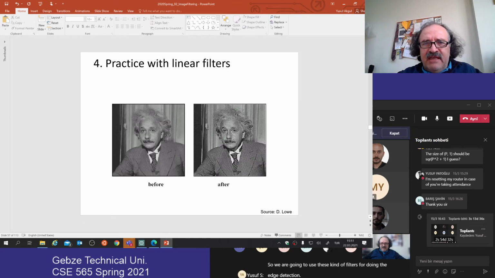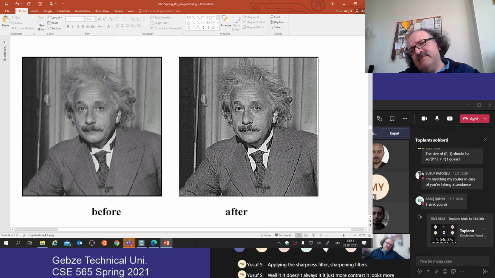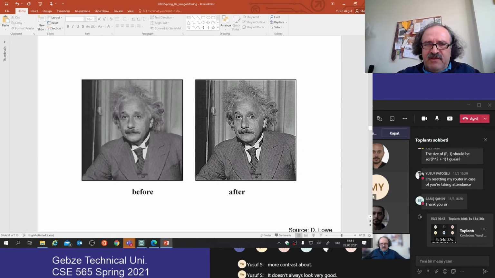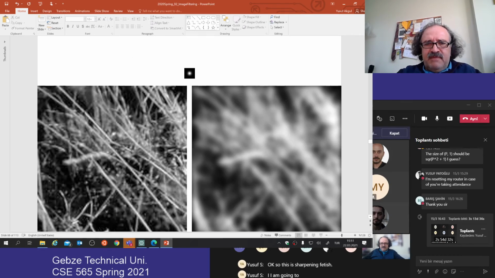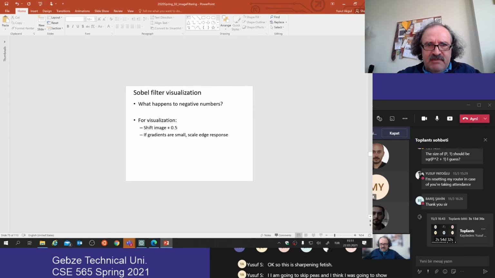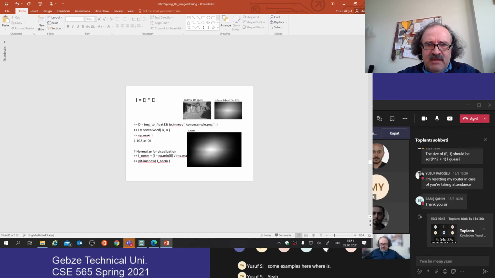Okay, we already did that. Everybody's using this. This one is applying the sharpening filter. It just looks more contrasty, but it doesn't always look very good. So this is a sharpening filter. I am going to skip these, and I think I was going to show you some examples here. Yeah, this is Sobel. Okay, good.